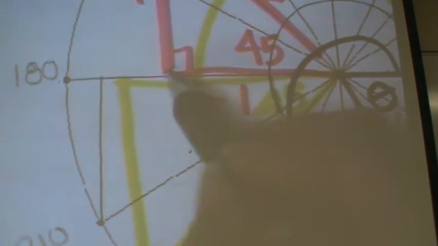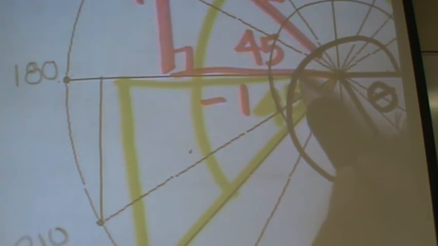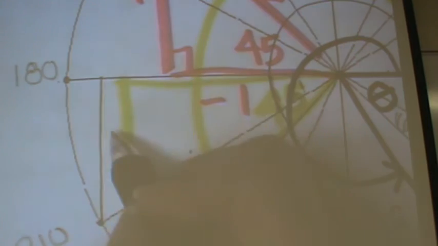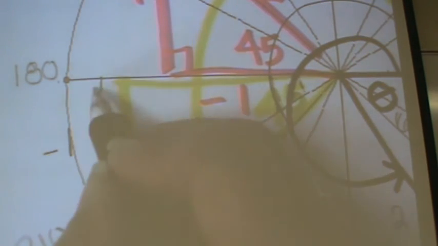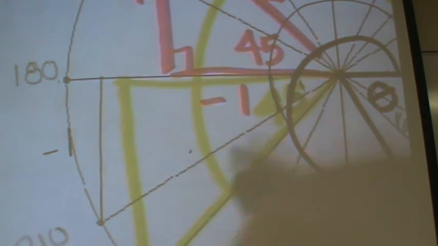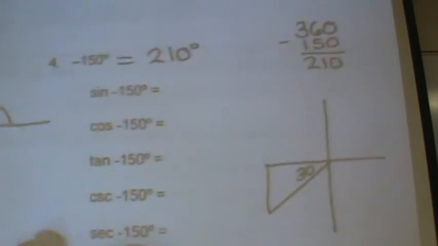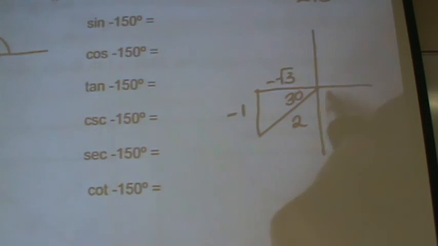So when you do this triangle, sorry I got so much going on here. Here's your triangle. This is 30. So this side is going to be what? -1. This is going to be -√3, and this is going to be 2. I have it drawn separately here. This is going to be -1, -√3, and 2. So this is your 210-degree angle.